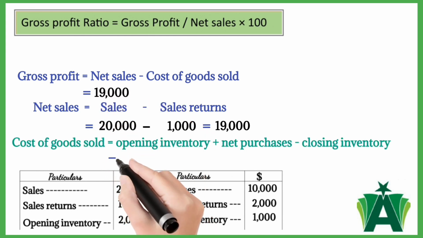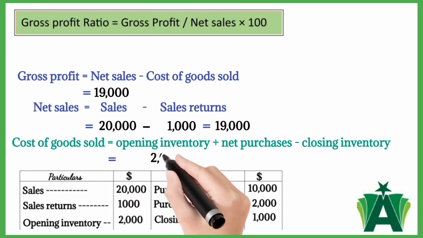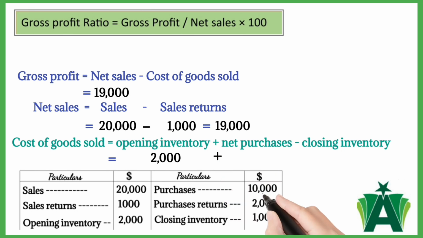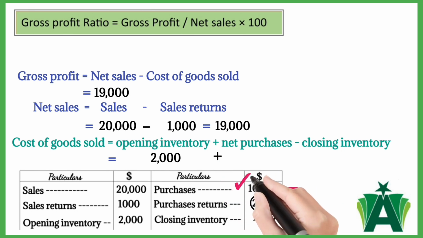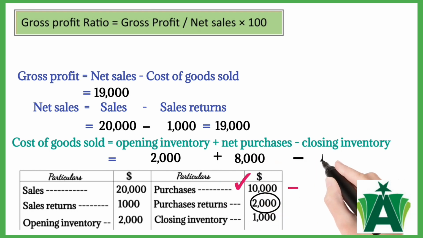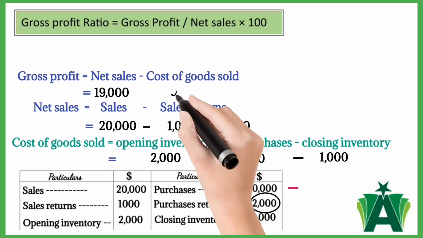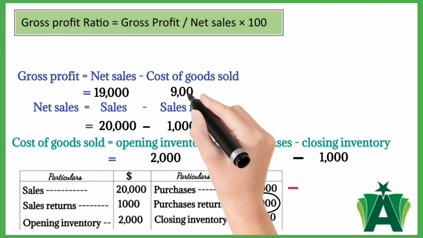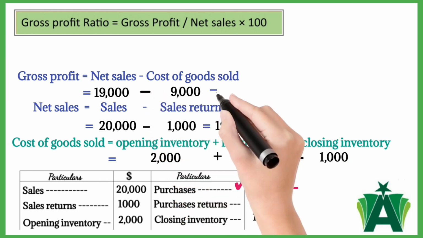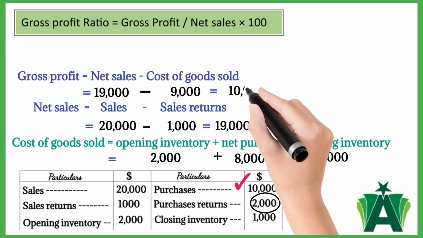Now we calculate cost of goods sold. Opening inventory is $2,000 plus net purchases. Purchase return is deducted from gross purchases. The amount of net purchases is $8,000, less closing inventory of $1,000. Now we find cost of goods sold $9,000, which is deducted from net sales. The amount of gross profit is $10,000.